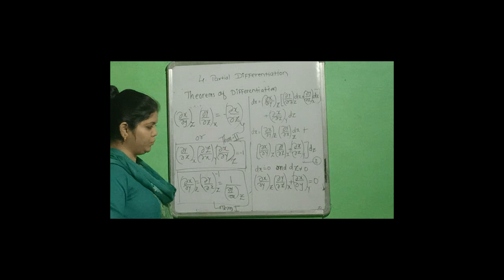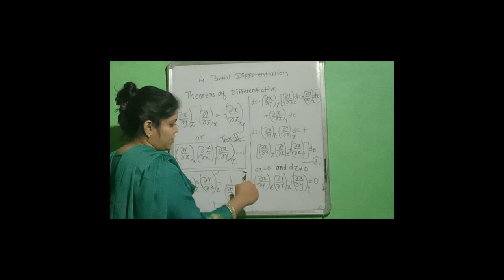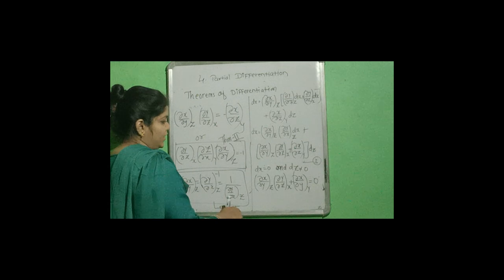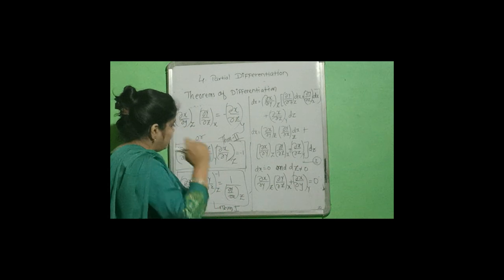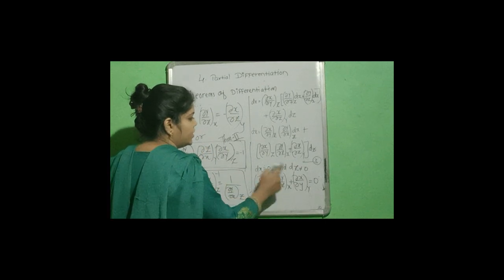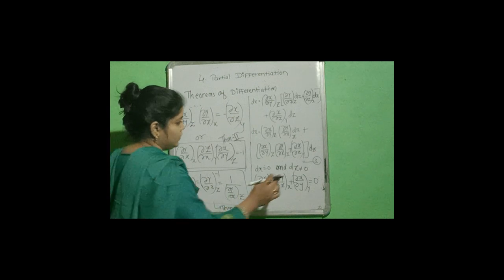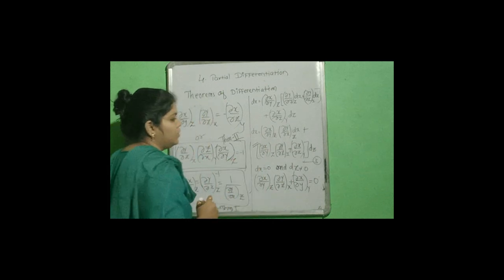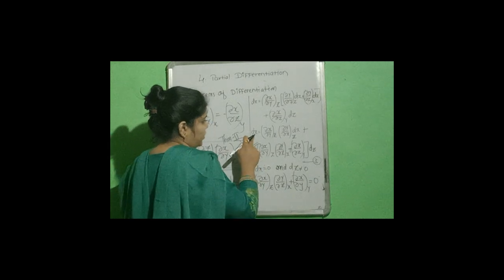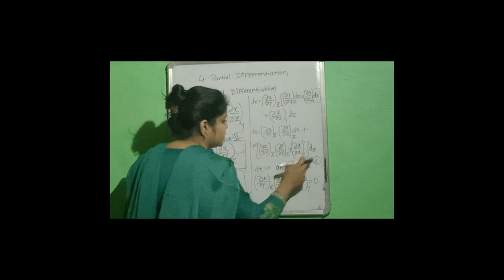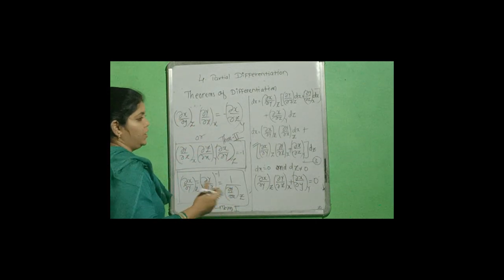Alternately, in the previous case when we wanted to prove theorem 1, we took dx not equal to 0 and dz equal to 0. So alternately we can take dx equals 0 and dz not equal to 0. So in this equation you can see that this bracket term will be equal to 0, and we will obtain a cyclic relation.